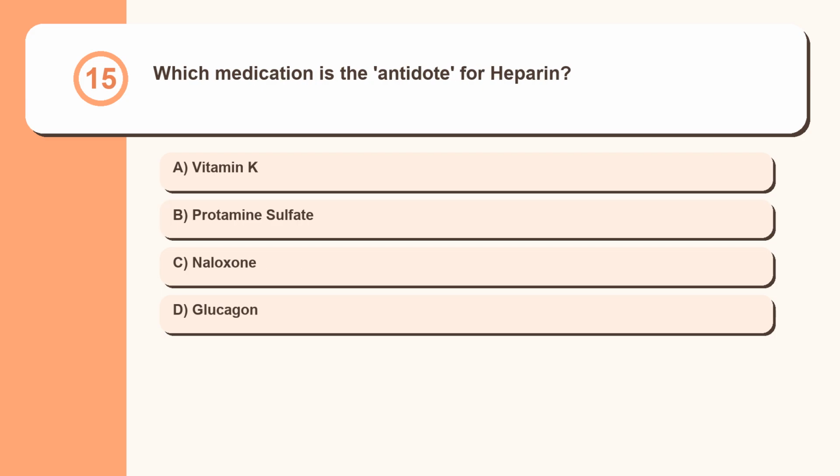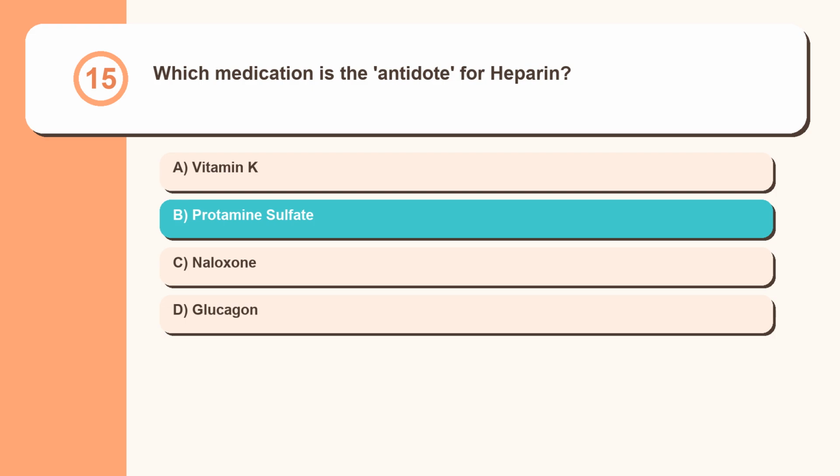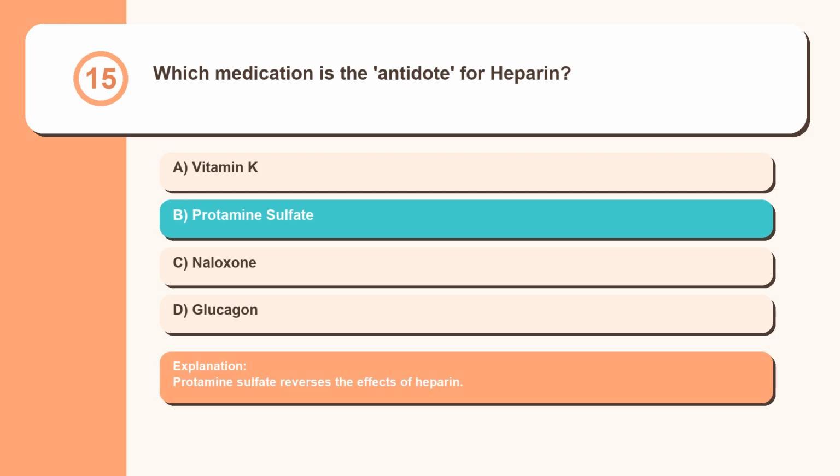Question 15. Which medication is the antidote for heparin? Vitamin K, protamine sulfate, naloxone, glucagon. Protamine sulfate reverses the effects of heparin.